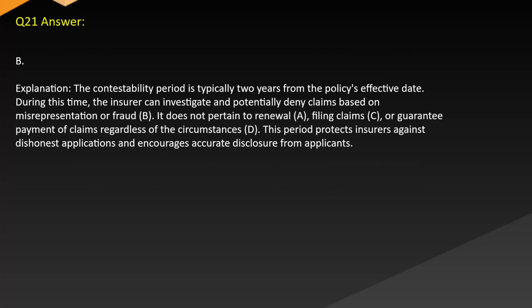Answer. B. Explanation. The contestability period is typically 2 years from the policy's effective date. During this time, the insurer can investigate and potentially deny claims based on misrepresentation or fraud. B. It does not pertain to renewal, A, filing claims, C, or guarantee payment of claims regardless of the circumstances, D. This period protects insurers against dishonest applications and encourages accurate disclosure from applicants.